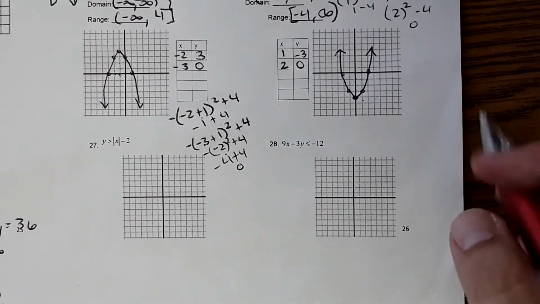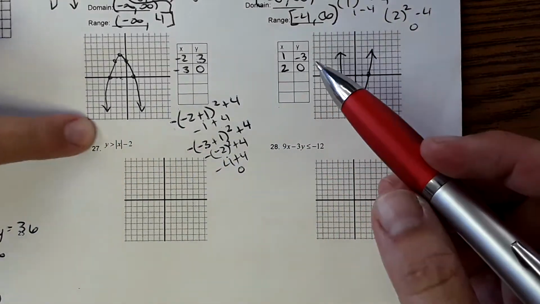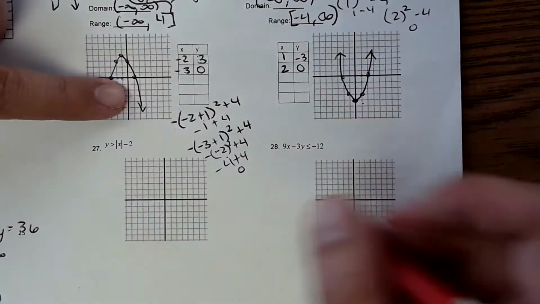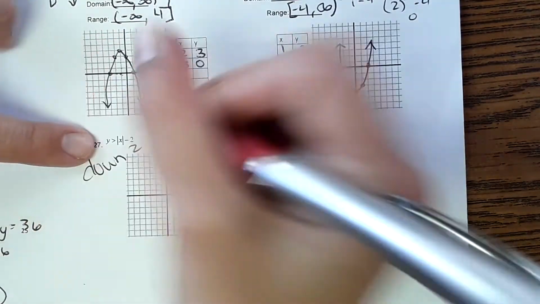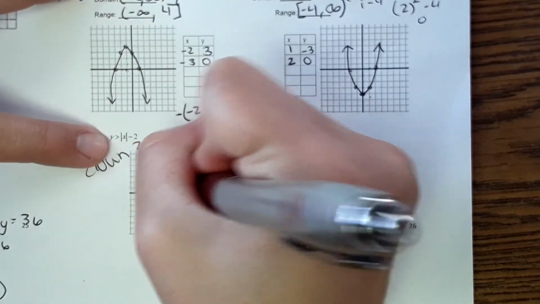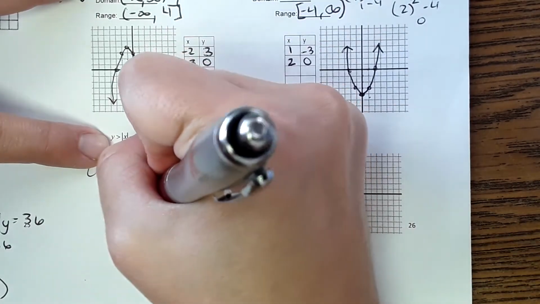Then 27 and 28 are the inequalities where we shade the top or the bottom part. Here, y is greater than absolute value of x minus 2, so that's going to be down 2. So 1, 2. And it's just a slope of 1 like this. And over here.